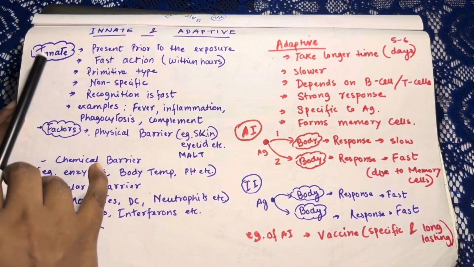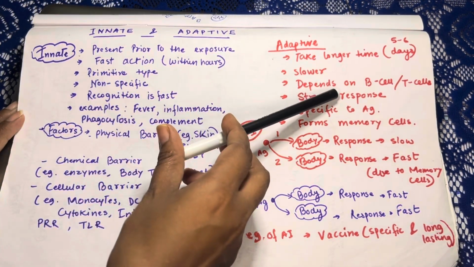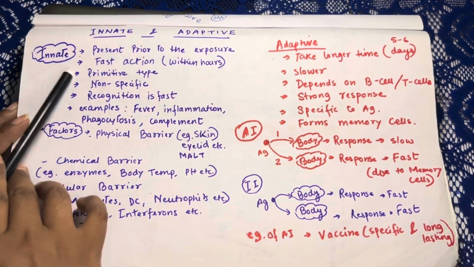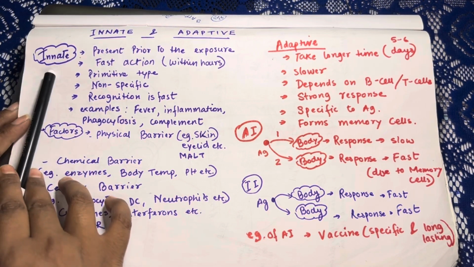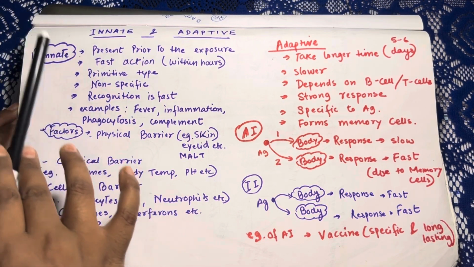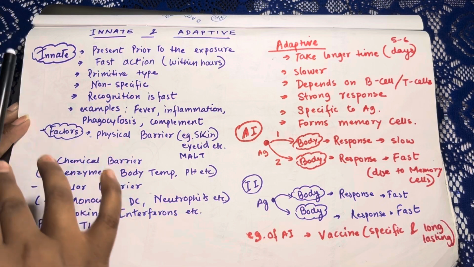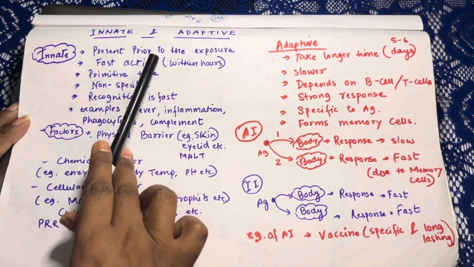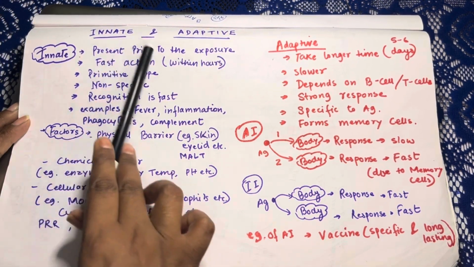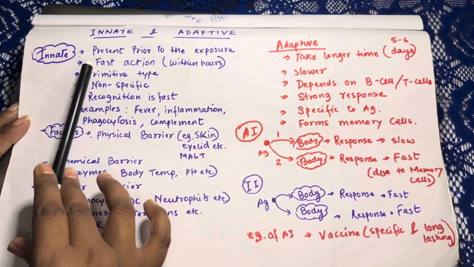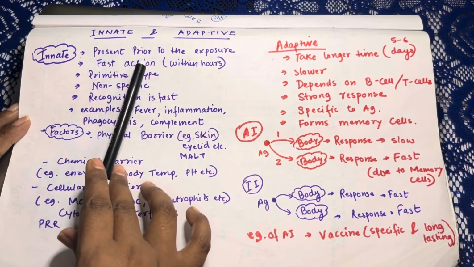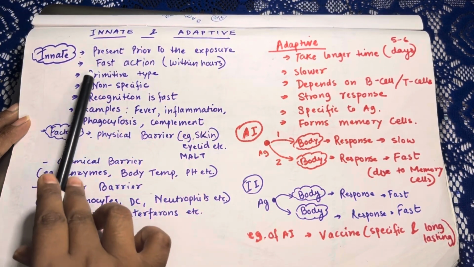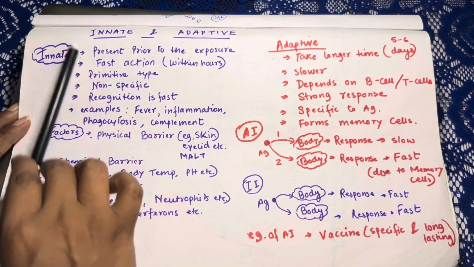Now, what are innate immunity and adaptive immunity? Innate immunity is the immunity of our body, or the immune system, which is present since birth. It is present prior to exposure to antigen. It has a fast action, within hours. It is primitive, meaning it is the primary one.